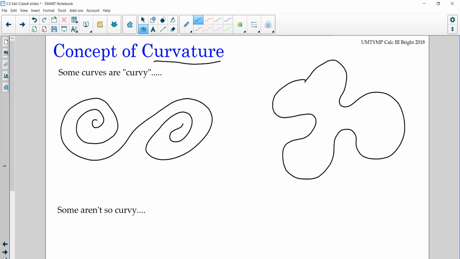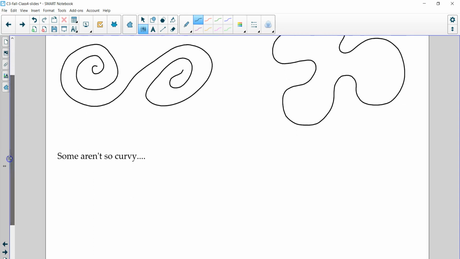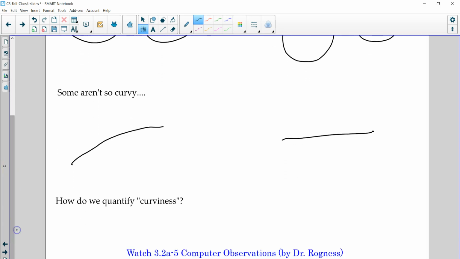Okay, so these two are really curvy, but then we also know from our experience that some aren't curvy. We could have just a simple little arc like that, or better yet, a straight line. So those aren't really that curvy. We want to understand this idea of curviness. What I want you to do is pause the video here and jump into the next video where Dr. Rognes does some computer observations with this idea of curviness with a parabola. So please take some time and watch that before resuming this video.